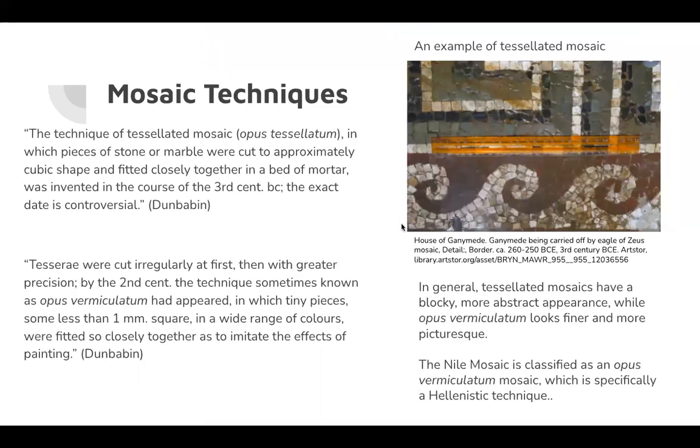And that has to do with how the tesserae, which is the name for the little pieces that are used to make up mosaics, were cut much smaller when it came to the vermiculatum style of mosaic. And interestingly, this was specifically a Hellenistic technique.